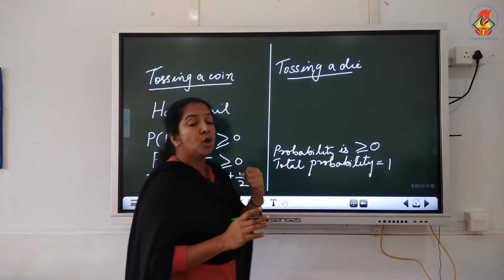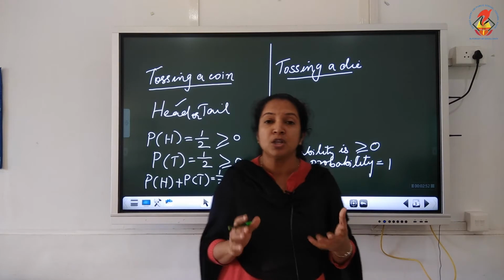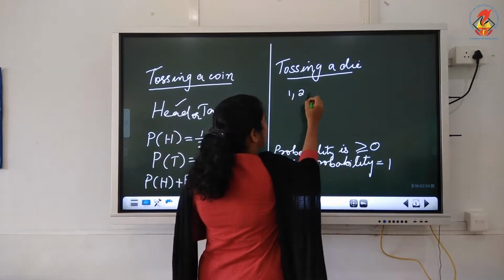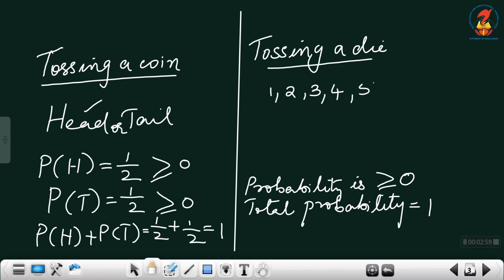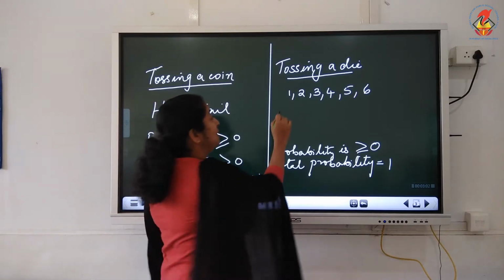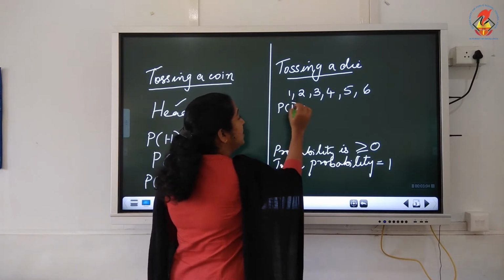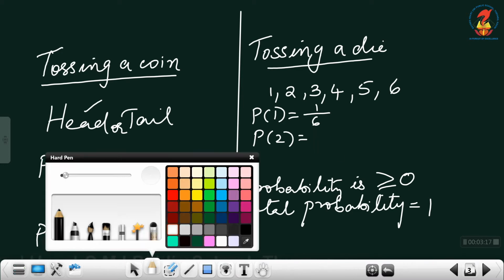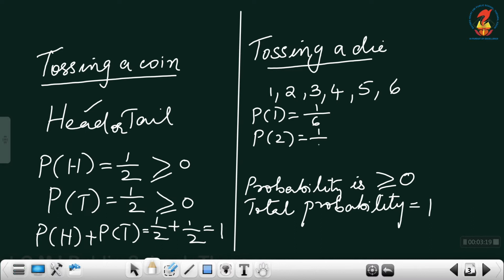Then consider tossing a die. What are the possible outcomes when you toss a die? Outcomes are 1, 2, 3, 4, 5 and 6. So, what is the probability to get 1? It is 1 out of 6, that means 1 by 6. What about probability to get 2? 1 by 6 itself. It is only one number, 1 by 6.